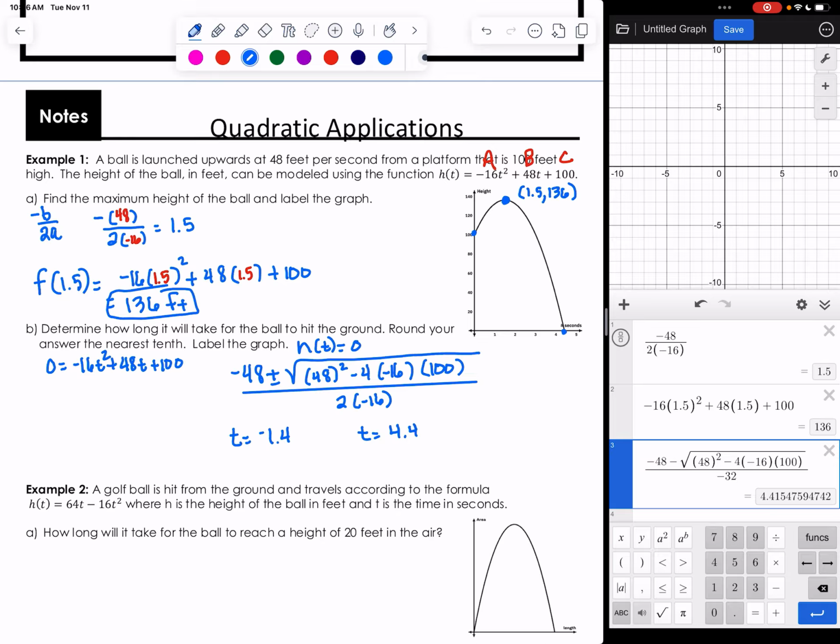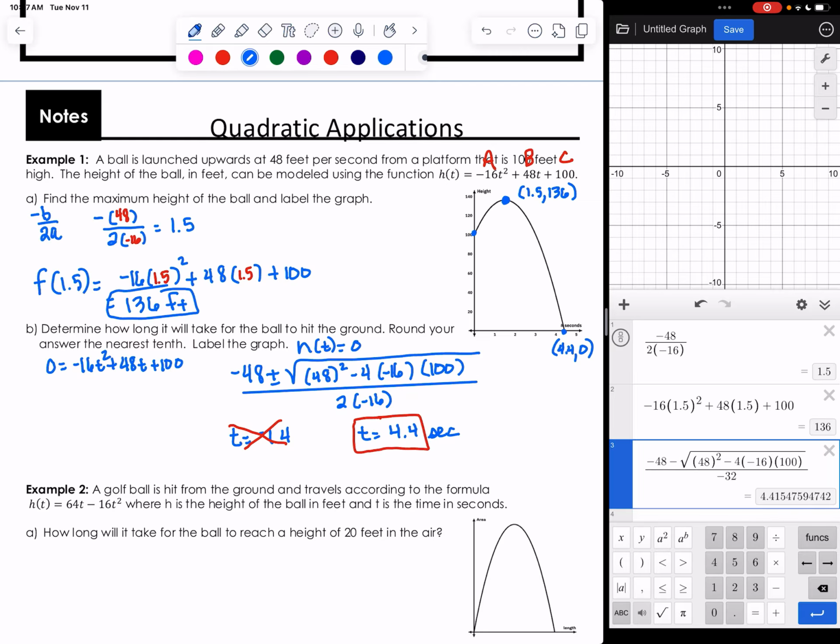Now, normally, when we're solving quadratic equations, I'm sure your teacher has asked you to record both answers. But in this real-world situation, all of our answers have to occur in this first quadrant because time is positive and your height is going to be positive also. So in this particular problem, we are disregarding this negative answer and we're only accepting the 4.4. Oh, I forgot to put my units on there. So it takes 4.4 seconds. Now, if I label the graph here, this would be the point 4.4, comma 0.